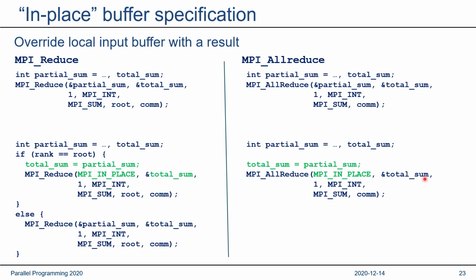Now that doesn't look like much if it's just a single integer variable, but imagine it could also be hundreds of megabytes of data, and then this may very well be relevant to save space.